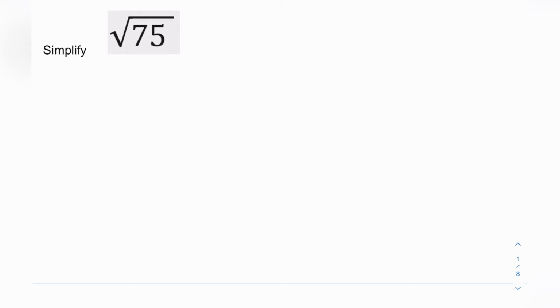So if we have a look at this first question, it says simplify root 75. In order to simplify a surd, you are always looking for a square number which is a factor of 75. It might help you to write out your square numbers at the top of your exam page when completing questions like this in your exam. So we're looking for a square number which goes into root 75.